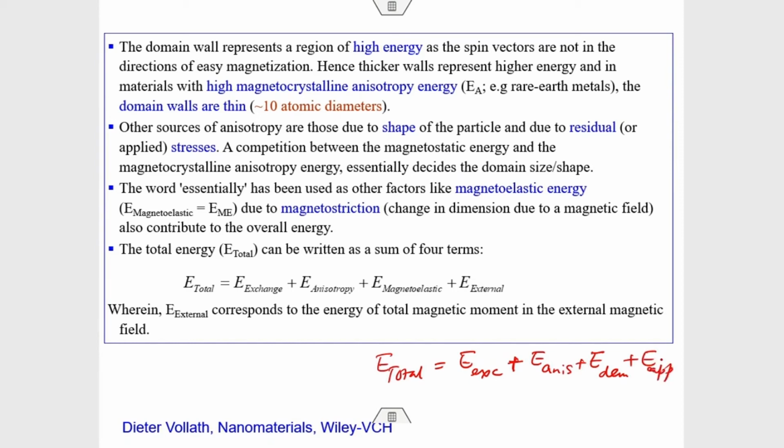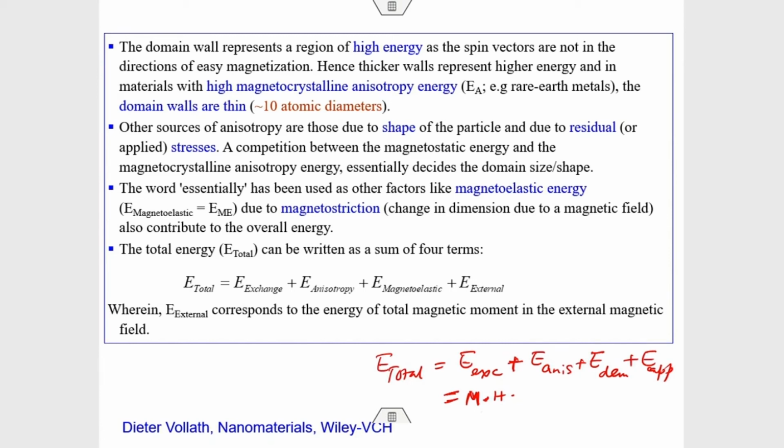Okay. So what is exchange? The energy related to the applied field is written as M dot H, where M is the magnetization vector and H is the external applied magnetic field. So if you apply a magnetic field, then you get an effect on the material in terms of energy this way. Please remember that.